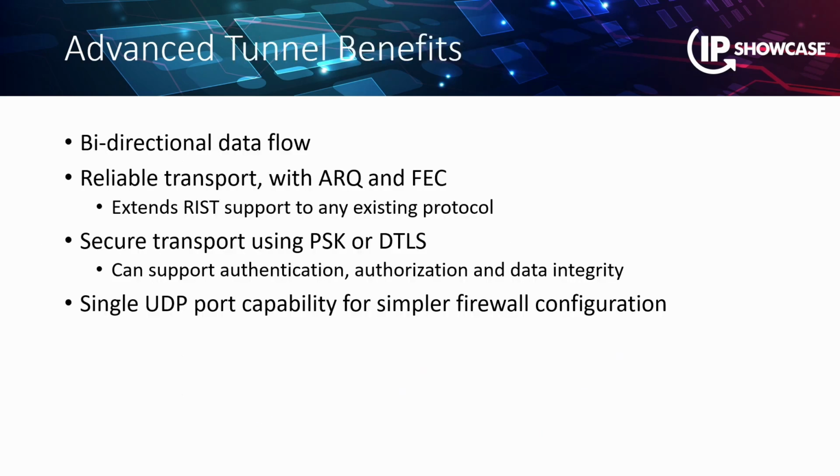So what are the benefits of this tunnel? Bidirectional data flow. The tunnel is in both directions. Reliable transport with RIST ARQ, and one thing that's done here, which is not done in IP, is fragment level ARQ. So if the packet's too big and you fragment, you can do fragment level ARQ. In IP, you don't get the fragment, the whole packet is gone. So you can do that at the fragment level. Just like main profile, you can do security using PSK or DTLS. And again, like main profile, you have a single UDP port, basically to keep your IT people happy. One port, that's it, you're done.